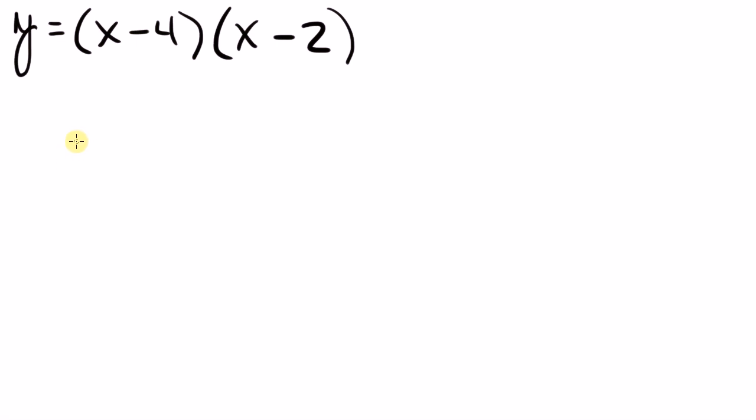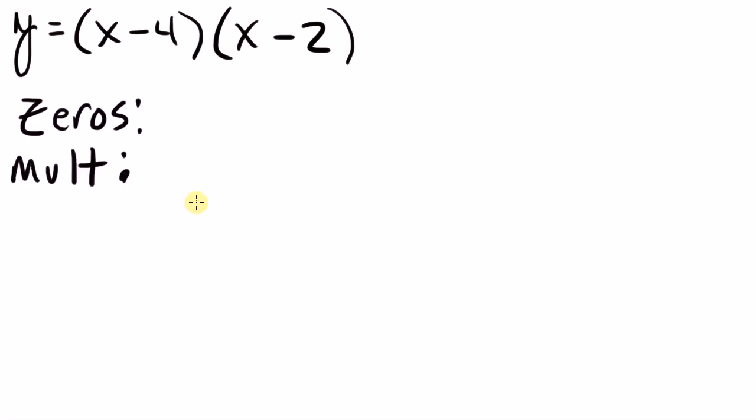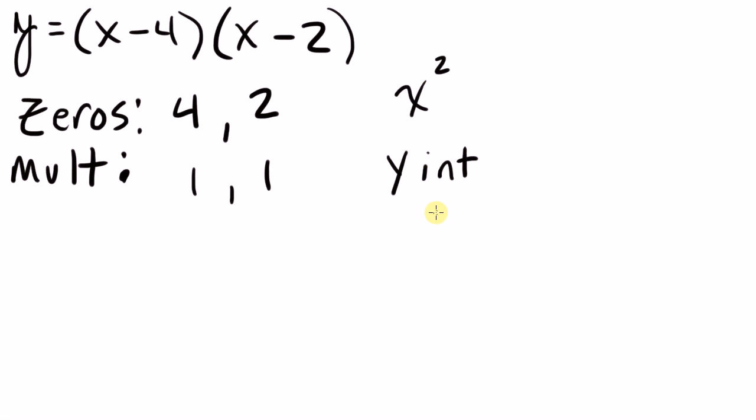Alright, so zeros and multiplicity. We have zeros at 4 and 2, or 2 and 4, however you want to look at it. Multiplicity of 1 and 1, so we're going to have that straight through action. We have a parent function of x squared. The y-intercept is going to be -4 times -2, so positive 8. I think we can go ahead and graph it.